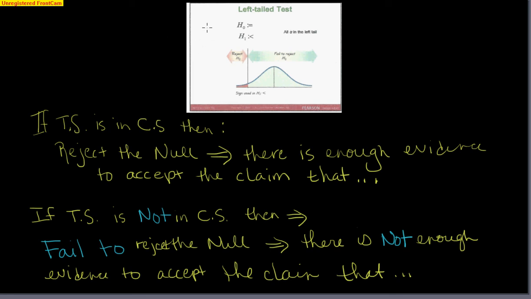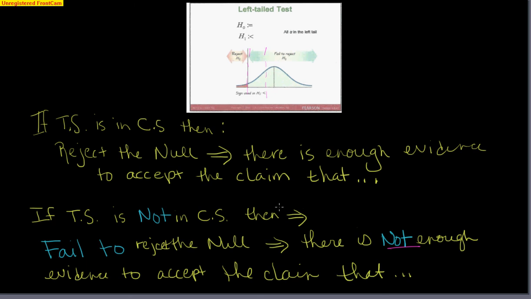So just to quickly go through how we analyze this. Here, this line here is your critical value, okay, that you've marked. And it says here, if the test statistic is in the critical space, then we reject the null. We reject the null hypothesis. And therefore, there's enough evidence to accept the claim, whatever that claim happens to be. If our test statistic is not in the critical space, meaning it's not in this red area, it's maybe over here in the green area, then we actually have to fail to reject the null. And there is not enough evidence to accept the claim.